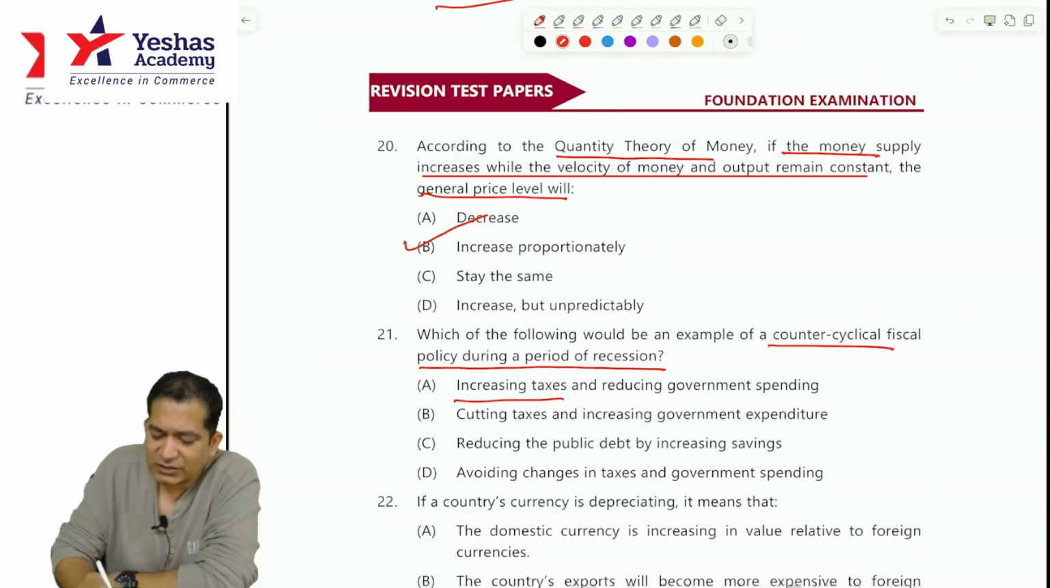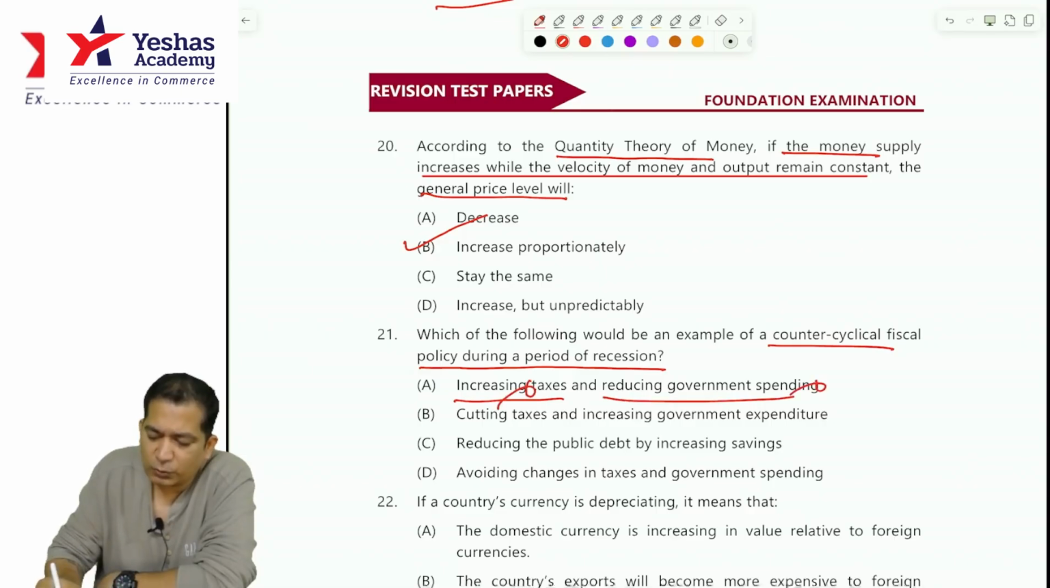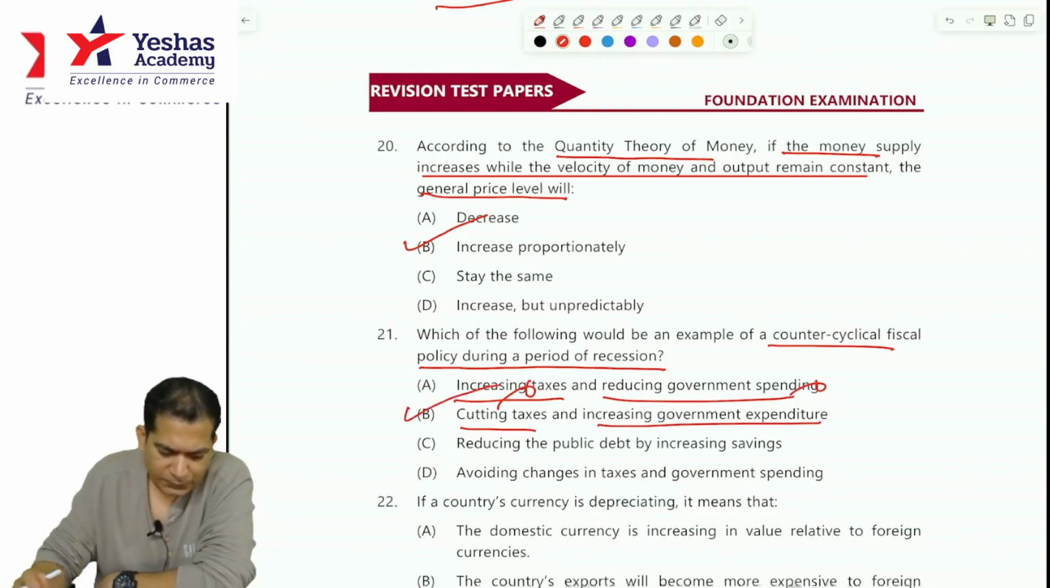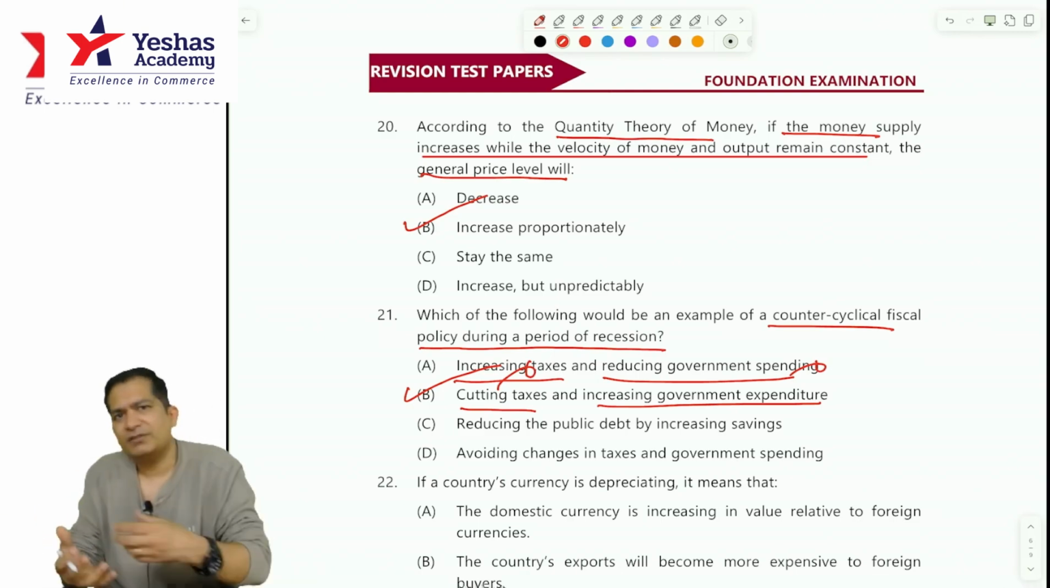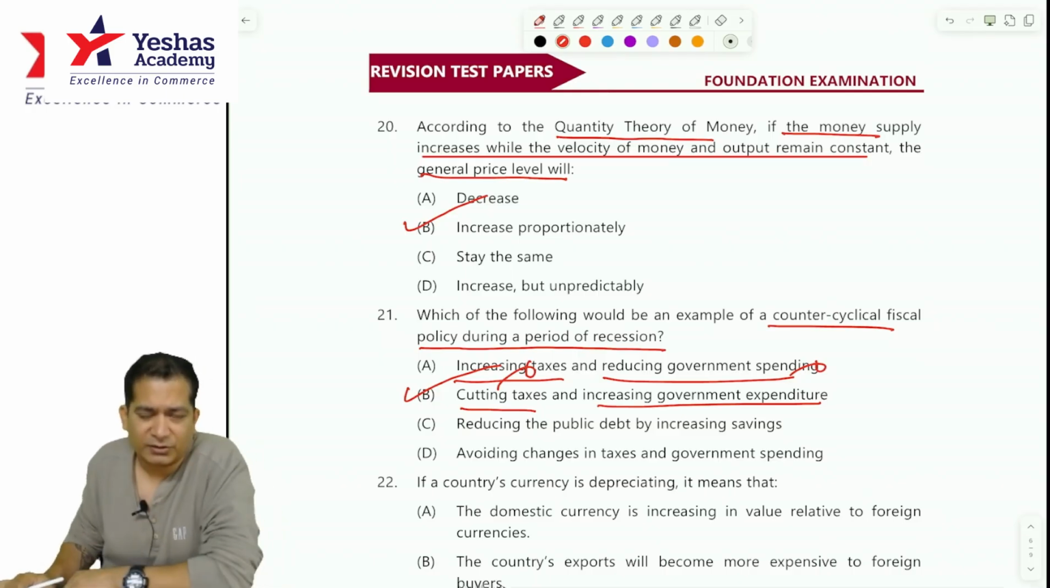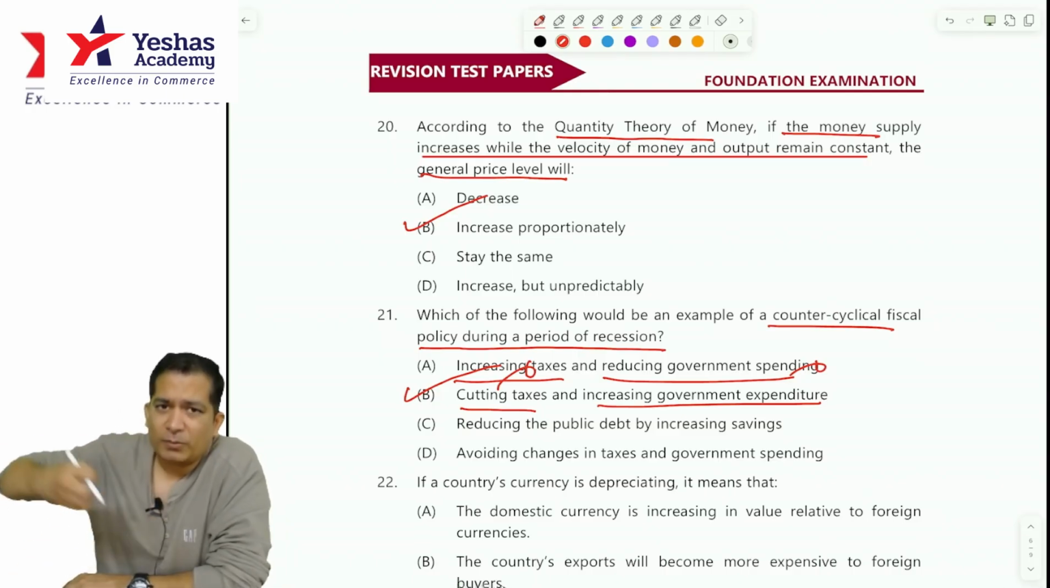So increasing taxes will lead to a decrease in the household income and will lead to further recession because demand will fall down. Reducing government spending will do the same. Cutting taxes, it means reducing taxes. Increasing government expenditure, the answer is absolutely option B. Reducing public debt by increasing saving? Again, if you're saving more and spending less, G will fall down, so further recession will increase. Avoiding changes in the tax and government spending means the economy will remain in recession. So to lift the economy from recession, you have to increase the G and decrease the T.